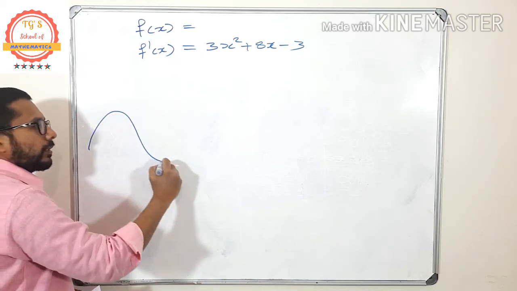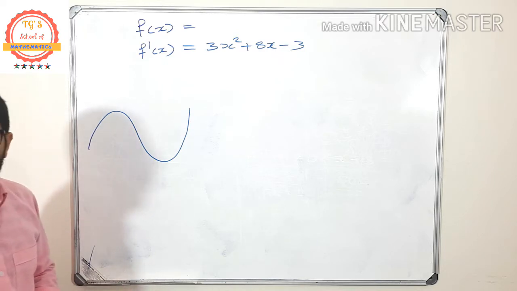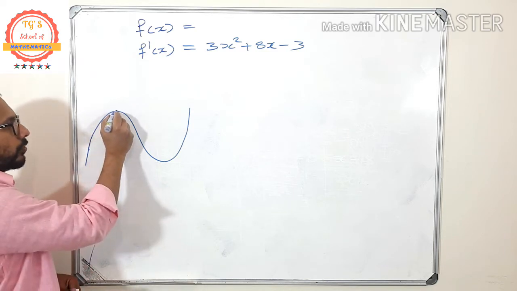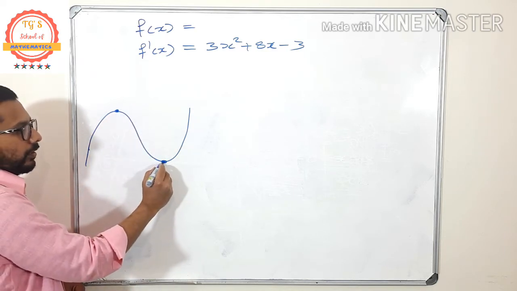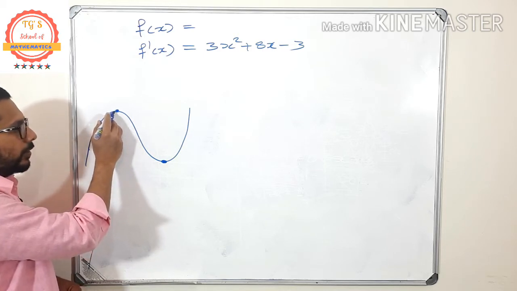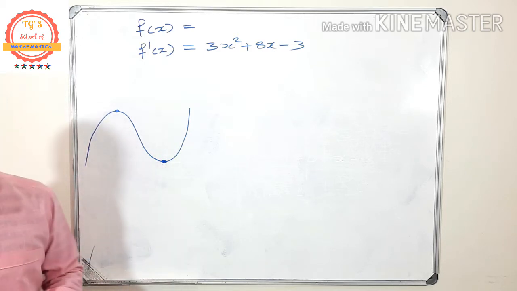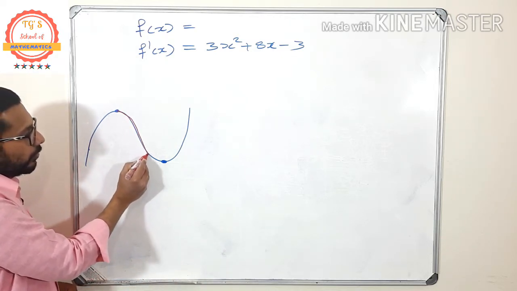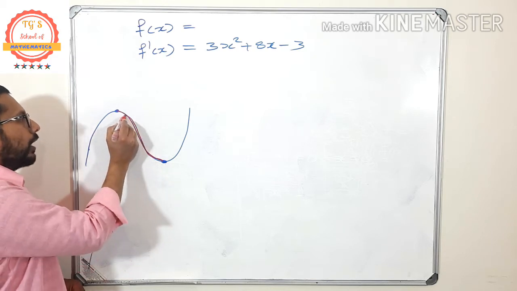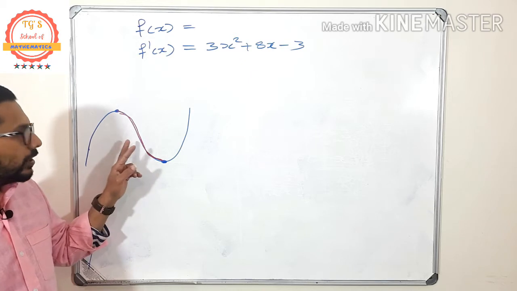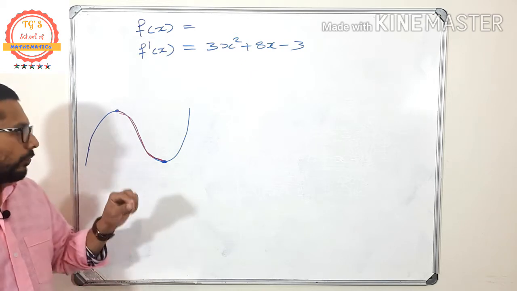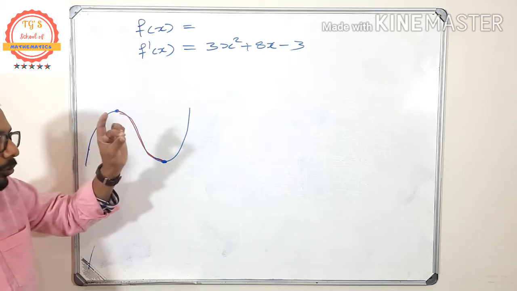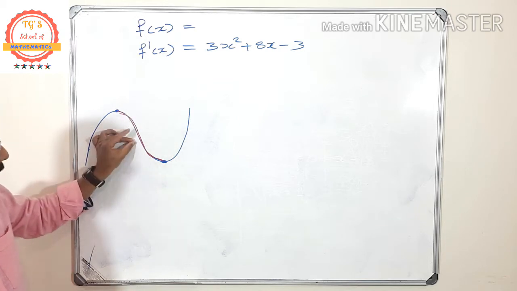This one is a cubic graph. In this cubic graph, look at these stationary points or turning points. This is the maximum turning point, and this is the minimum turning point. In between those turning points, this part from here to here, assume that I'm watching this on my smartphone and I'm trying to enlarge only this part.